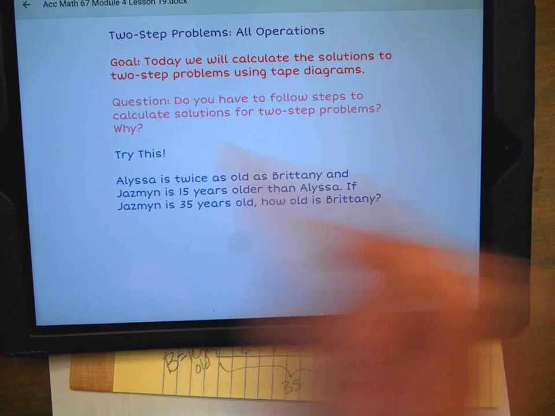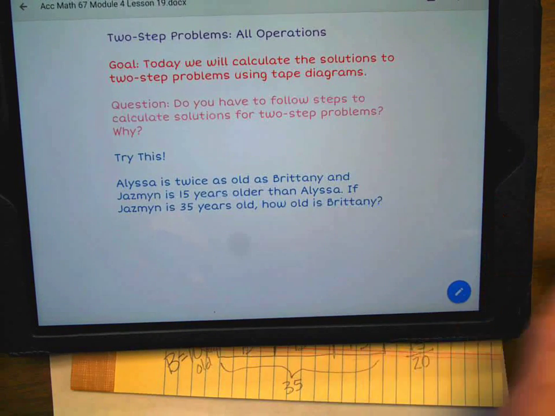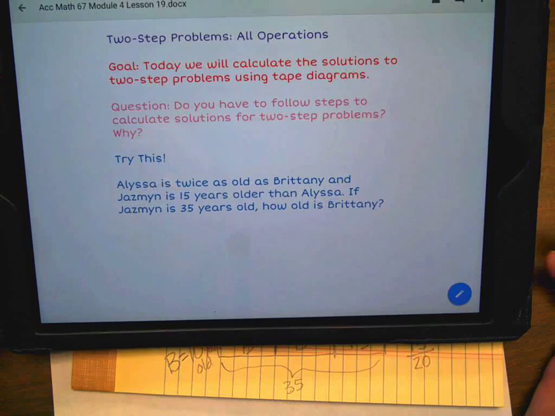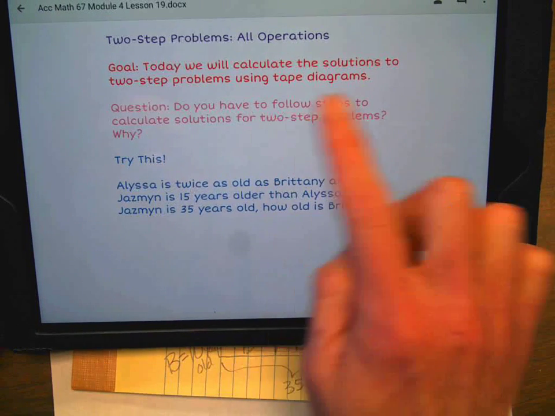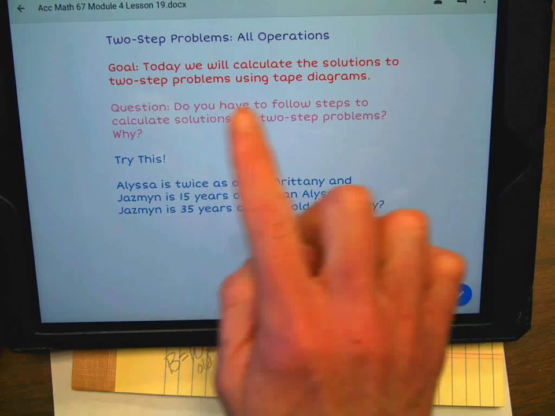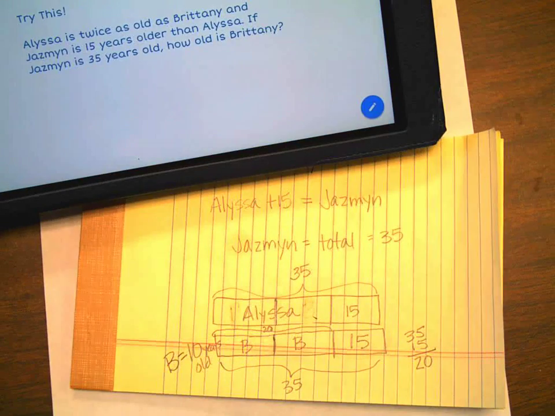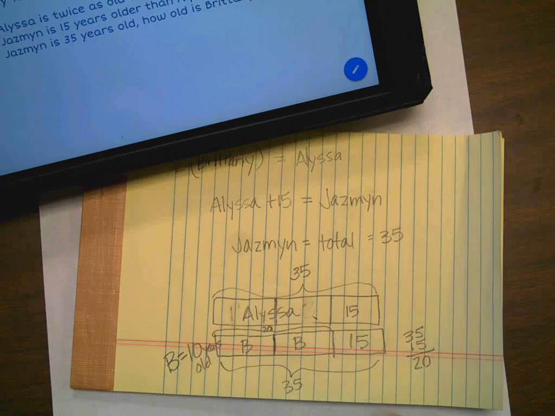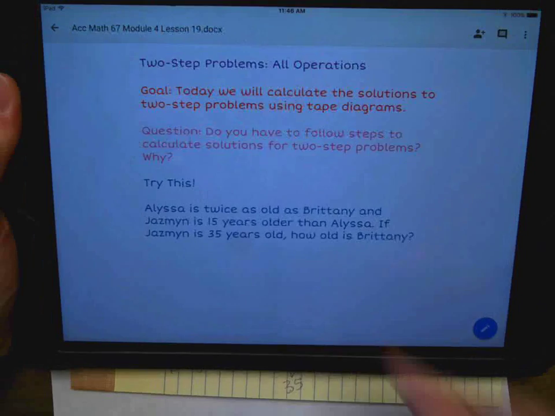Okay, so our goal for today, if we go back up here, revisit the whole desire of this lesson. Today we will calculate the solutions to two-step problems using tape diagrams. Did we do that? We absolutely did. It's all right here. You can see it.